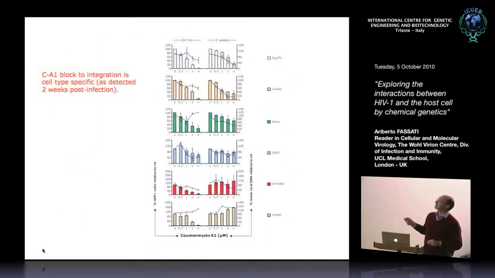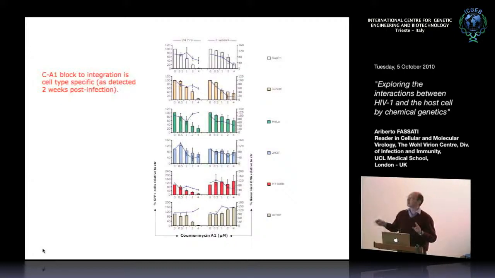We tested T cells, CD4 positive T cells, HeLa cells, probably most of you will know what they are, 293 T cells, yes, and some other cell types. And this is a mouse cell line. So you can see here, all the cells responded to the early block we can see in infection there. But only a few cells responded to the integration block. And these were the CD4 positive T cells. This, HeLa, so-so, not great. 293, not at all. And also the others, not at all.